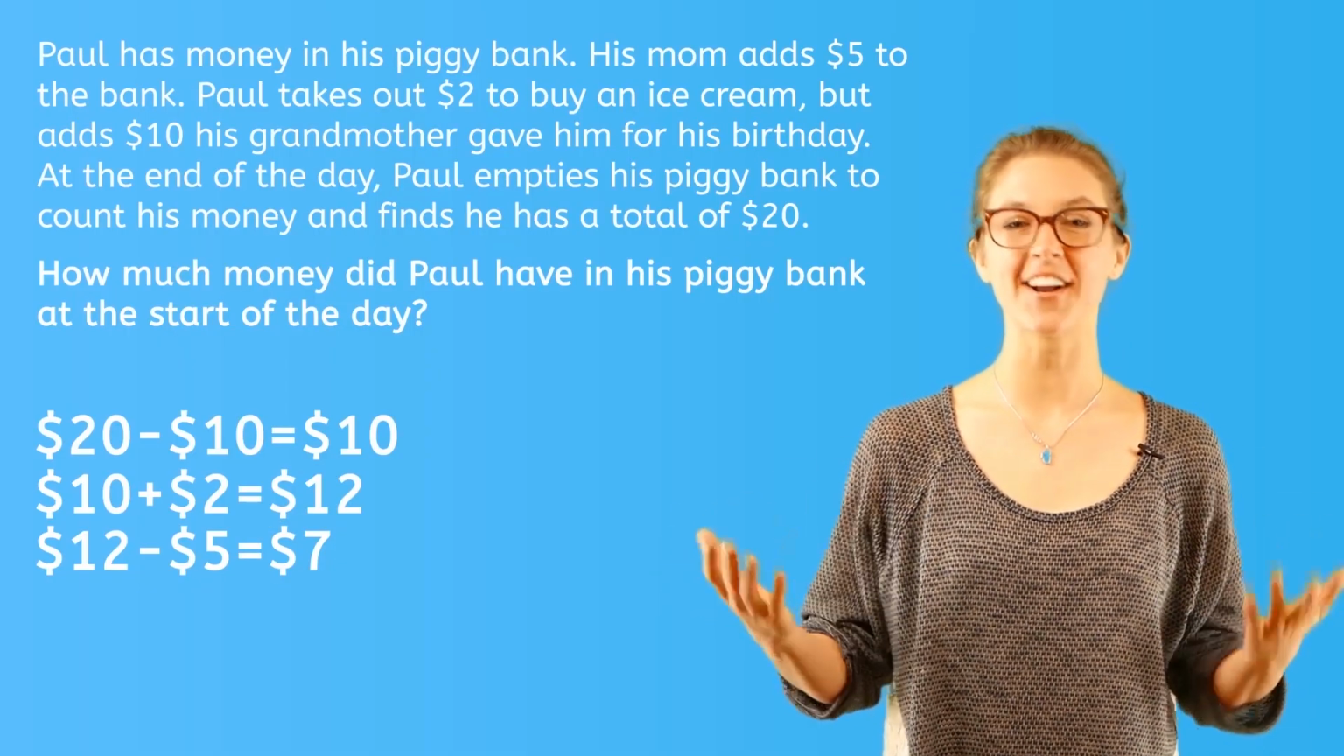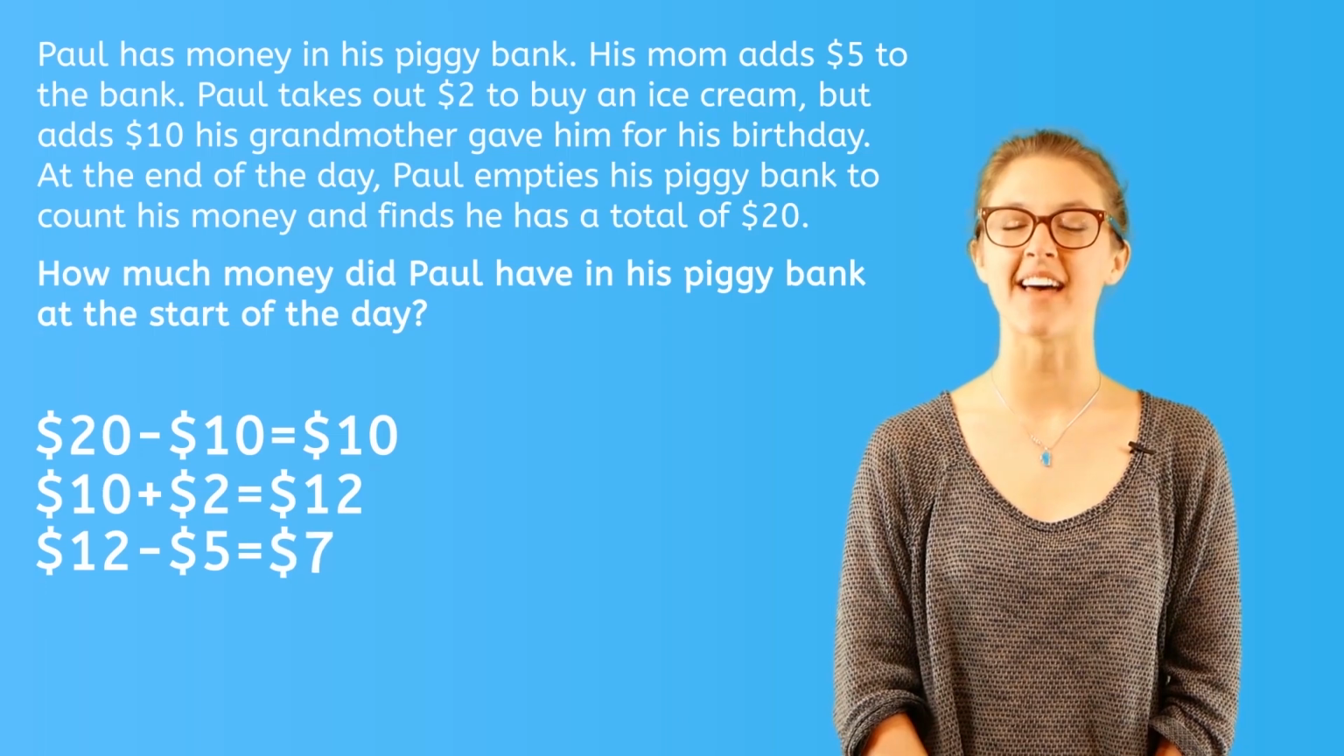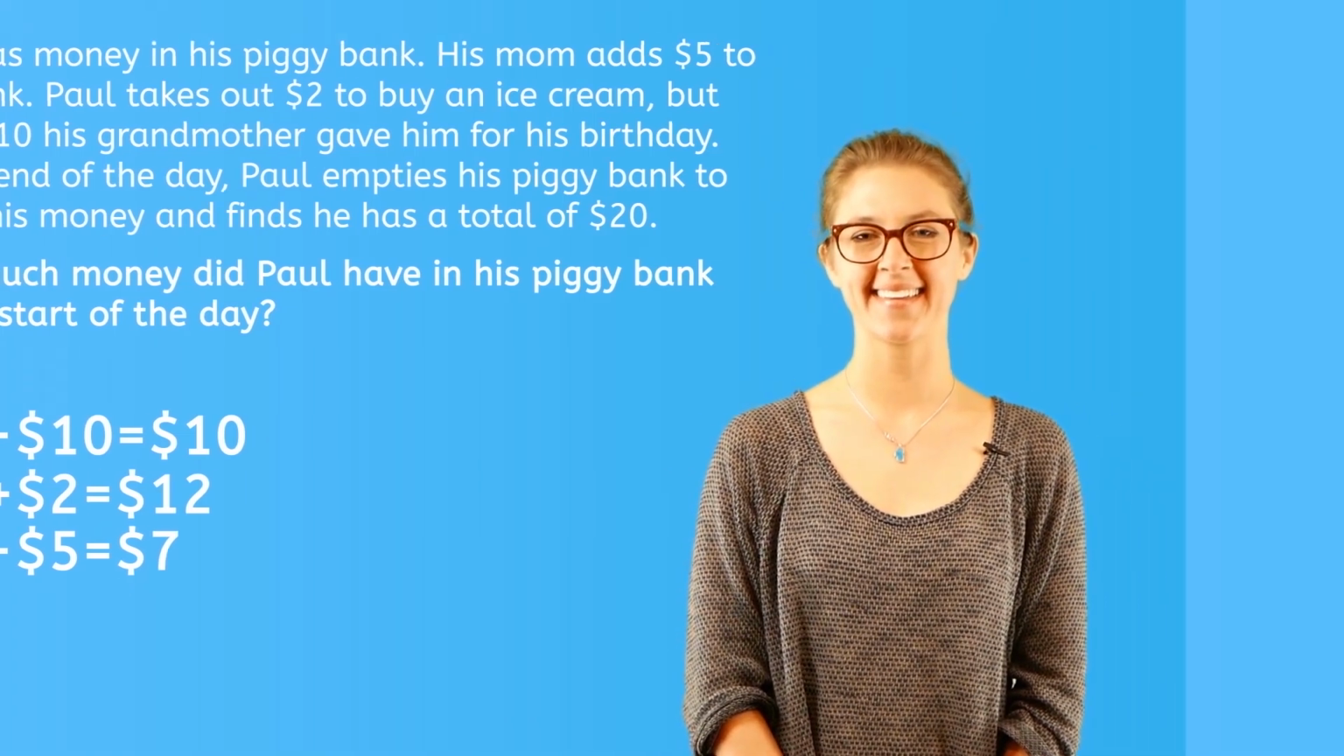Guess what? That's our answer. Paul started with $7 in his piggy bank. It is always best to check your answer, especially when you've worked backwards to solve it. The best way to check is to now solve it by working forward. Let's do it quickly together.